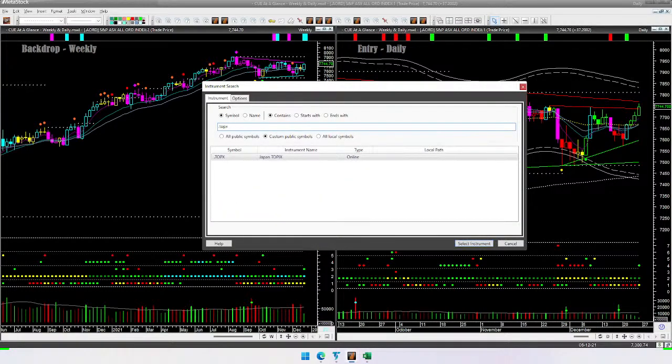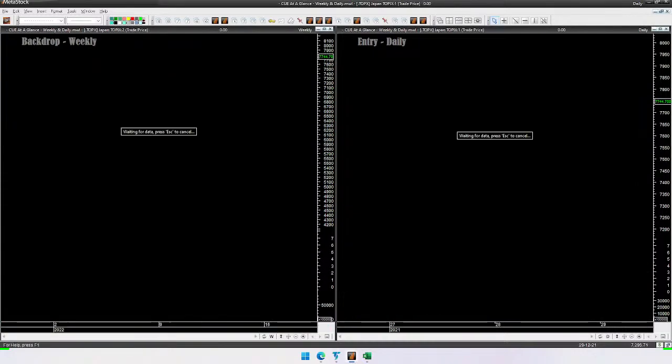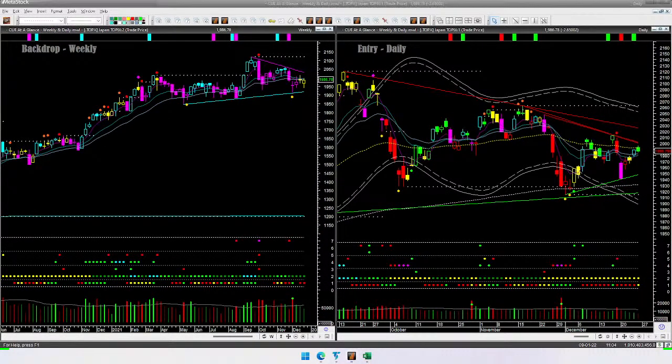Japan's Topix index. What is the trend of the Topix index? Is it uptrending, downtrending, or moving sideways? It is also moving sideways inside a triangle pattern formed by trendline resistance and support. It is at the upper edge of the triangle pattern.